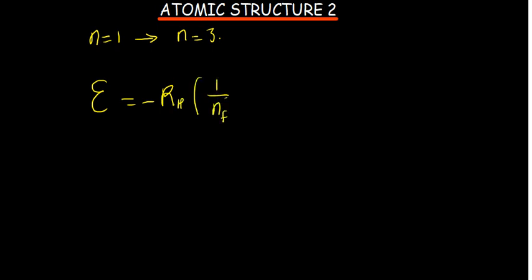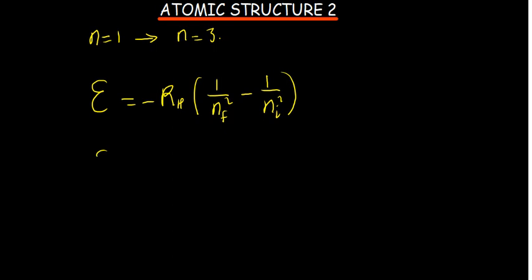Let's say you've got an electron in the first energy level and it jumps to the third energy level. How much energy is that electron going to gain? We say gain because the only way you can jump to a higher energy level is when you gain energy. So in this case, the equation becomes energy is equal to negative h, then 1 over n final, the final energy level, minus 1 over n initial, the initial energy level.